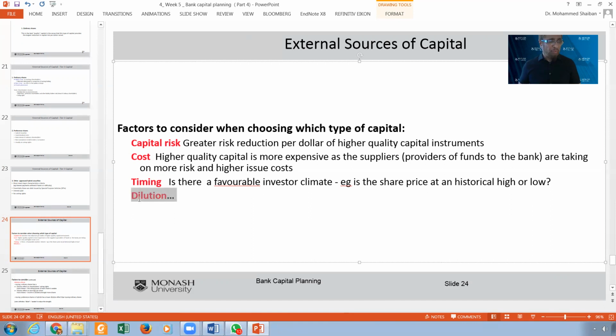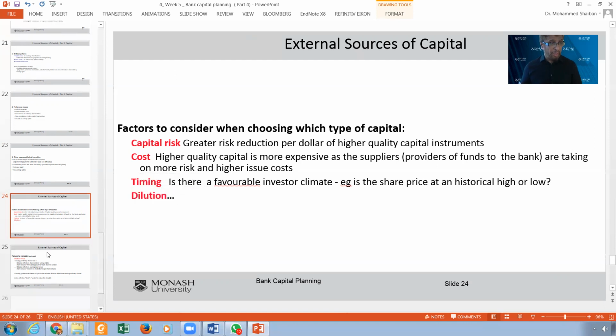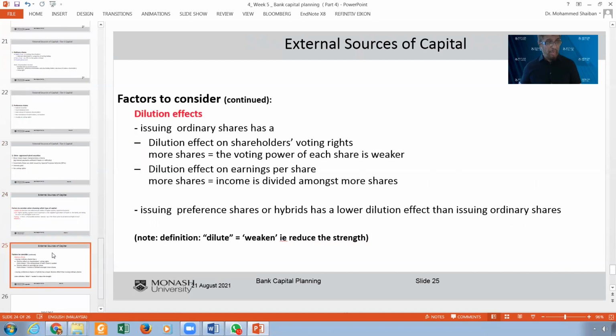And then we also have to consider the issue of dilution. I think accounting people know what I'm talking about when we talk about dilution, and most of you already know. So the dilution effect is when I issue more common stocks, I'm actually decreasing the earnings per share, because the earnings per share is the net income over the outstanding shares.